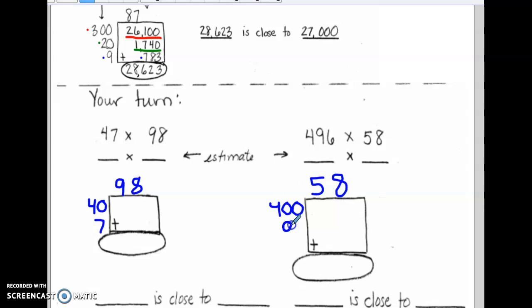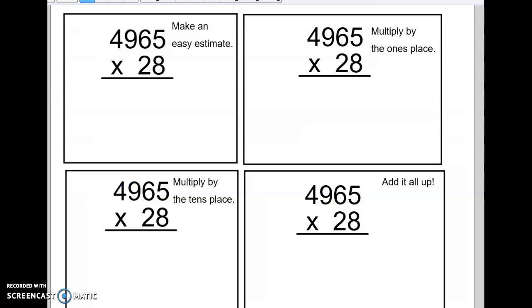Go ahead, solve this problem. Pause the video while you work, and I'll give you the answer at the end. Go ahead, pause the video, do your work. All right, when you finish, you should have an answer of 29,568. If you didn't, try your work again, okay? And 29,568 is pretty close to our estimate of 30,000. Congratulations. I'm going to move on to the pink foldable on page 31.